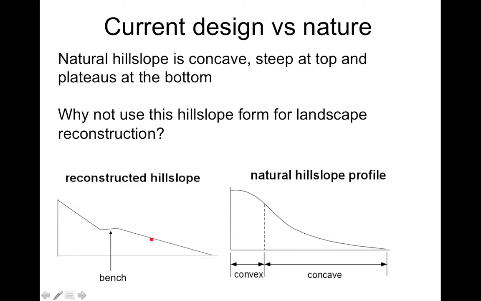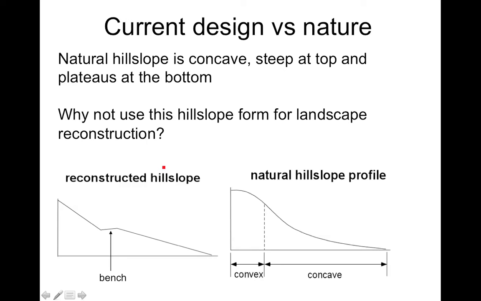But natural hill slopes don't look like this, right? A natural hill slope profile is typically composed of 2 parts. A convex part near the top of the hill and a concave part which is the bottom part of the hill, right? So why are reconstructed hill slopes not built like natural hill slopes?